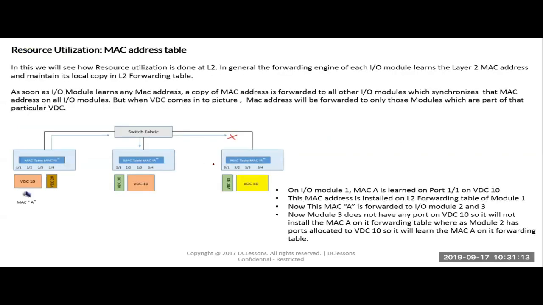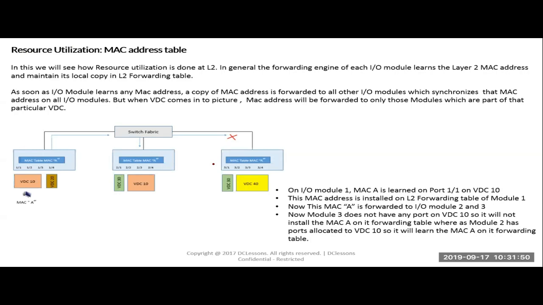Now resource utilization. In this section we will see how resource utilization is done at layer 2. In general, the forwarding engine of each input output module learns the L2 MAC address and maintains its local copy in its local L2 forwarding table. So each module will have its own MAC table containing the MAC address entries. This is the default behavior of modules.